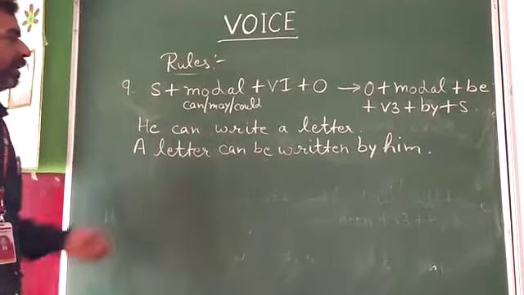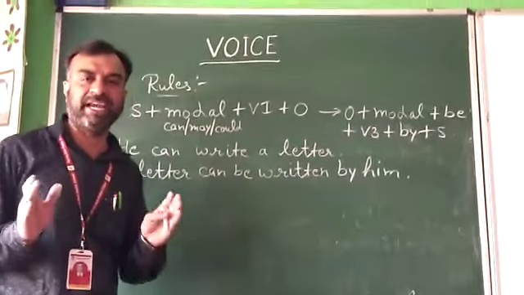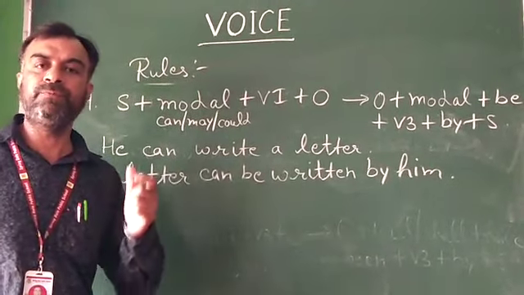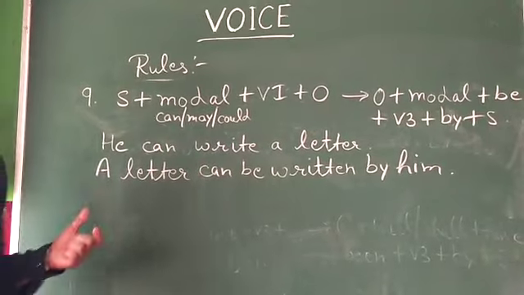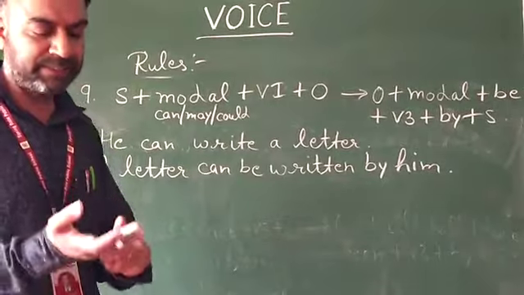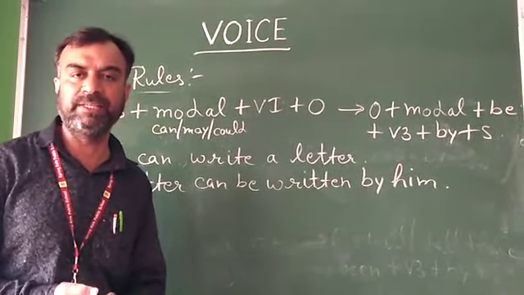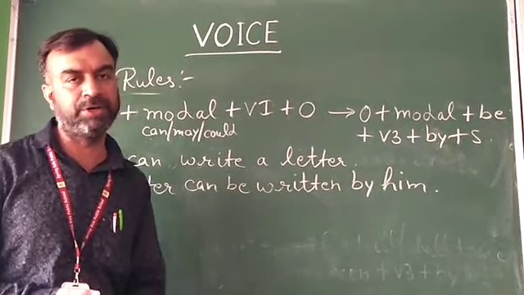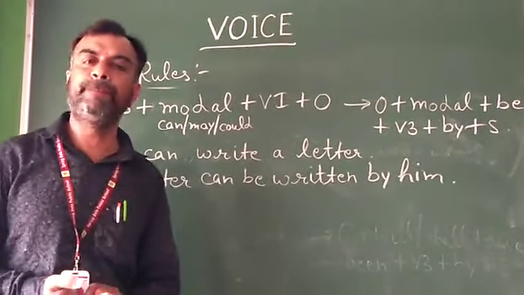So students, now you can easily understand there are basic 9 rules to change active into passive voice. And one thing more I want to tell you, there are 4 tenses which we don't use to change active into passive voice. First is present perfect continuous tense. Second is past perfect continuous tense. Third is future continuous tense. And the fourth is future perfect continuous tense. These 4 tenses we can't change into passive voice.